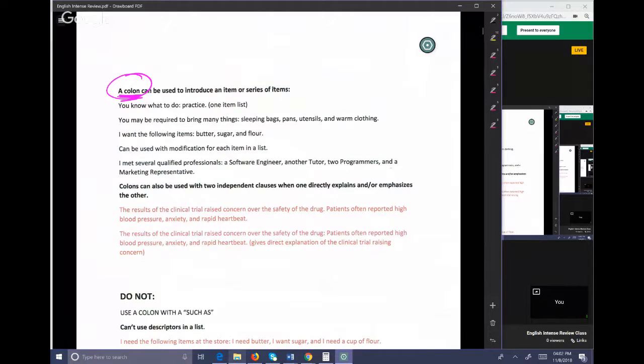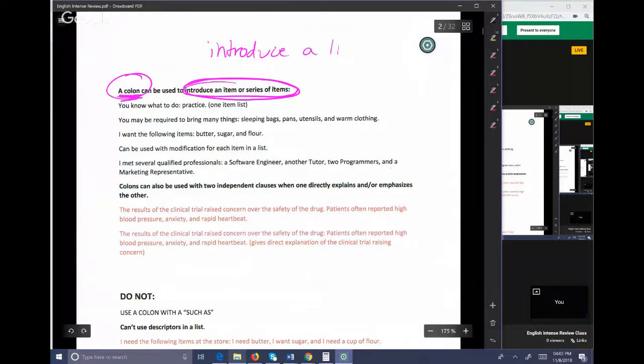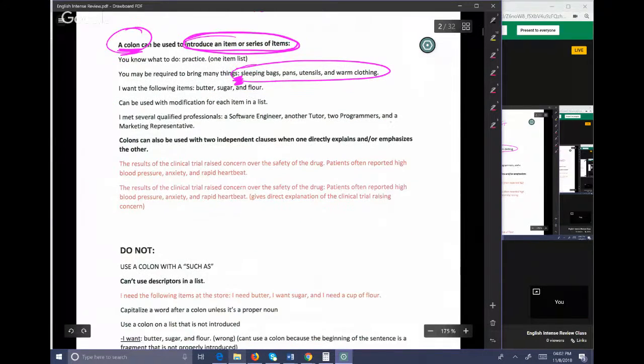A colon introduces an item or a series of items. A better way to think of a colon is that it introduces a list. So if you're going to list something without introducing it, like saying you may be required to bring many things, then instead of having to say "such as" or "the things that you need are," you can use a colon to give yourself permission to just throw a list in there. So that's the only usage of a colon.